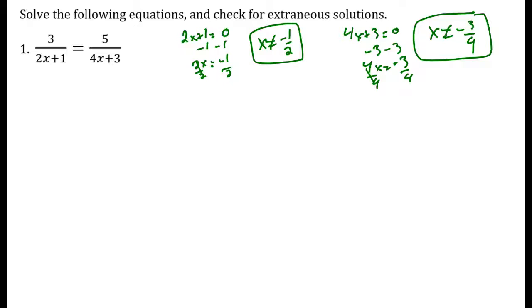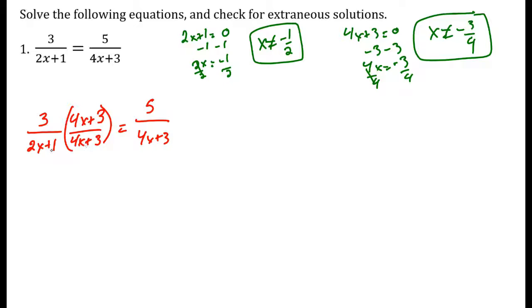So when we solve rational equations, we want to have the common denominator on both sides. Once we have a common denominator, we equate the numerators. So the common denominator here is 2x plus 1 times 4x plus 3. So this rational expression over here is missing the 4x plus 3. So I'm going to multiply this rational expression by 1, but I'm going to make my 1 4x plus 3 over 4x plus 3 equals 5 divided by 4x plus 3, and this expression is missing a factor of 2x plus 1 in the denominator, not 2x plus 3, 2x plus 1.